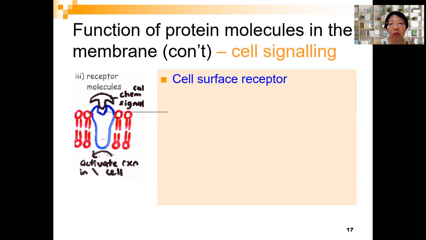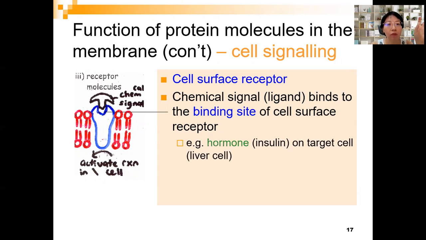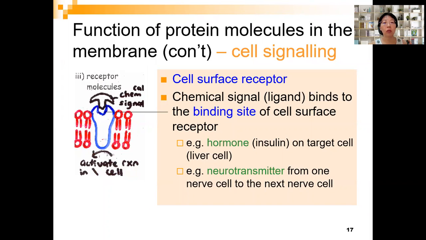So this is called a cell surface receptor. The chemical signal, which is a chemical molecule that acts as a signal to inform the cell to do something, is called a ligand, because a ligand is a chemical that can bind. So it can bind to the binding site of the receptor molecule. It binds to the binding site of the cell surface receptor and then informs the cell to do something. For example, the signal molecule can be a hormone like insulin, and the target cell is a liver cell. This molecule can also be a neurotransmitter, a signal molecule sent from one nerve cell to the next nerve cell. And this is to activate reactions in the cell.